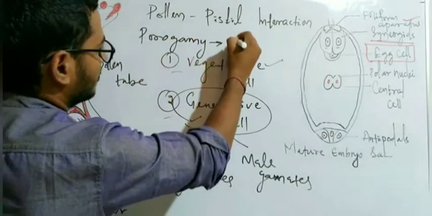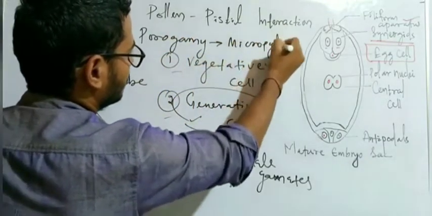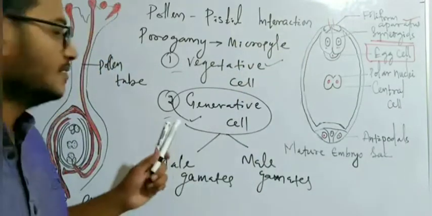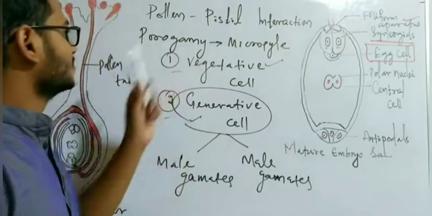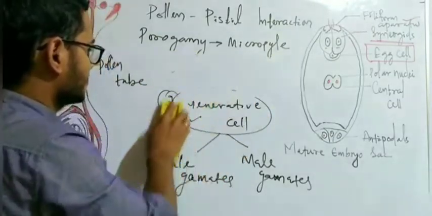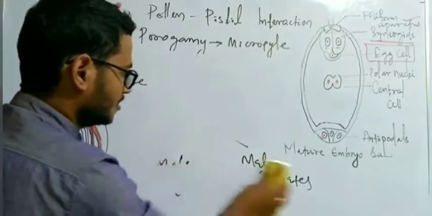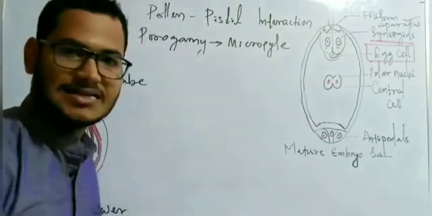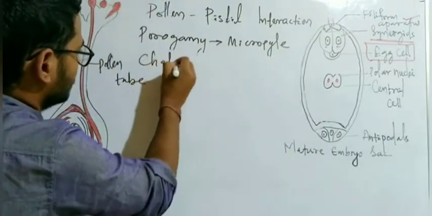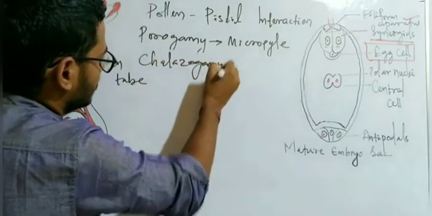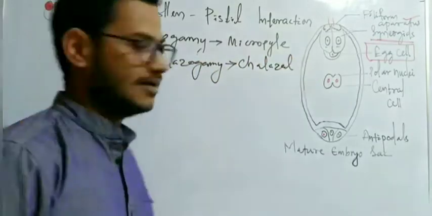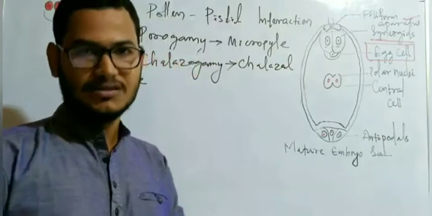When it enters through the micropyle. So most of the cases it enters through the micropylar end. So most of the cases it is porogamy. But in some cases the pollen tube also enters through the chalazal end, when it is called chalazogamy. It is called chalazogamy when it enters through the chalazal pole.